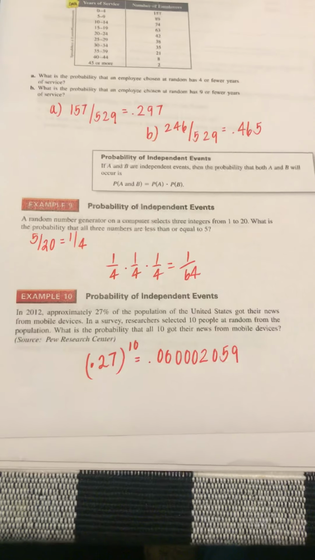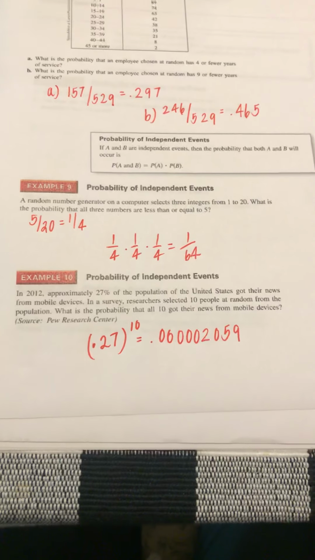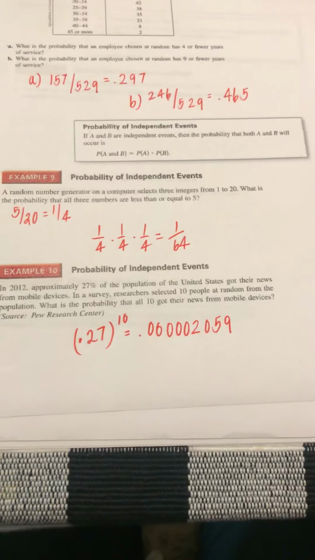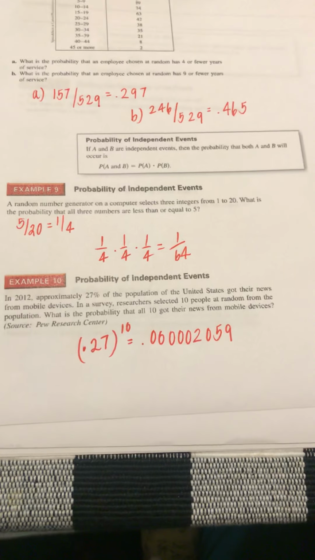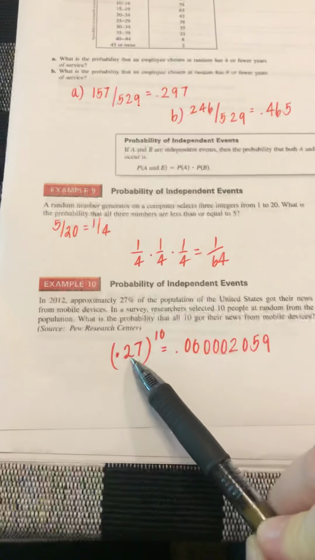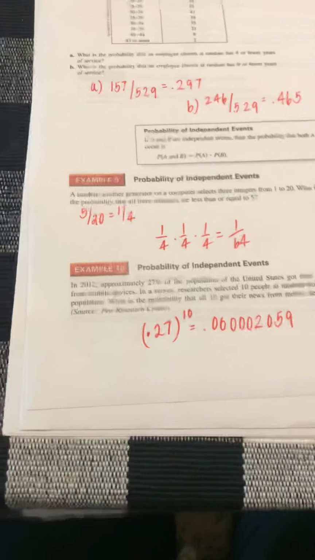In 2012, 27% of the population got their news from mobile devices. In a survey, researchers selected 10 people from the population. What is the probability that all 10 got their news from mobile devices? So my probability is 27%. 10 times gives me that probability.